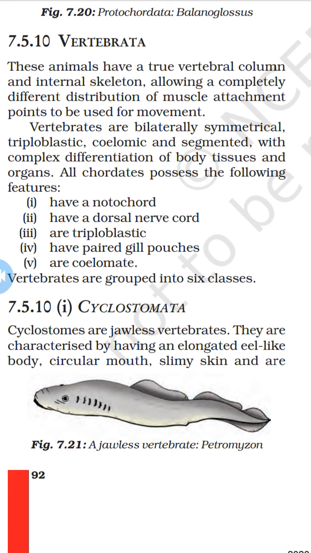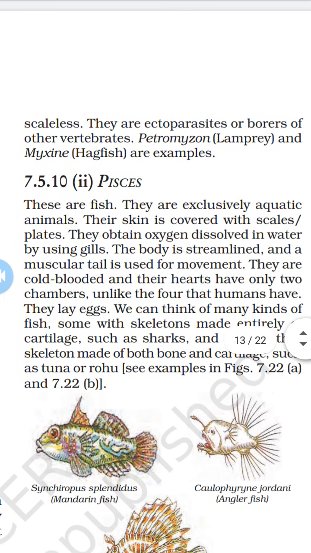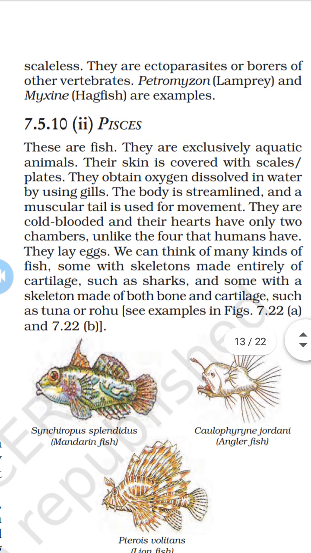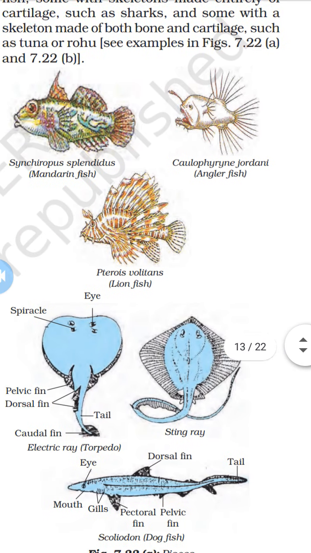Cyclostomates are jawless vertebrates, and they are characterized by having an elongated, eel-like body, circular mouth, and slimy skin. They are scaleless; they have no scales. The eel is the best example of the Cyclostomata because of its body, circular mouth, and slimy skin.